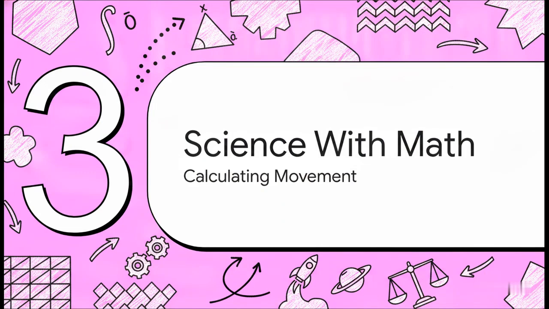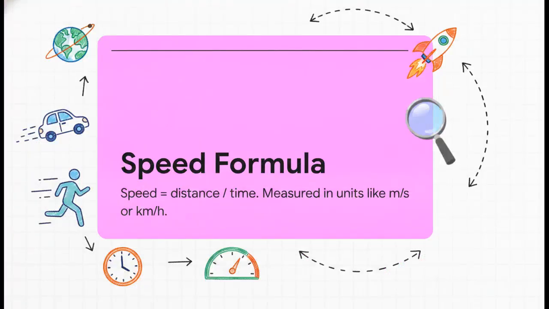All right, up next is Section 3, Mastering Science with Math. Look, math is what makes all these abstract concepts totally tangible. When we want to really nail down how motion works, we use the basic speed formula. Speed equals distance divided by time, usually measured in units like meters per second or kilometers per hour. It's a beautifully straightforward equation that completely unlocks our ability to predict and analyze motion.